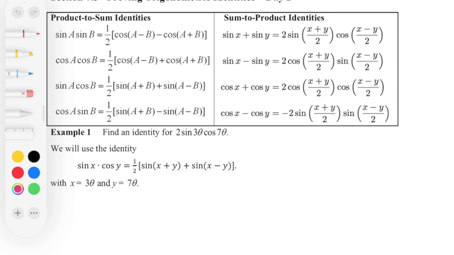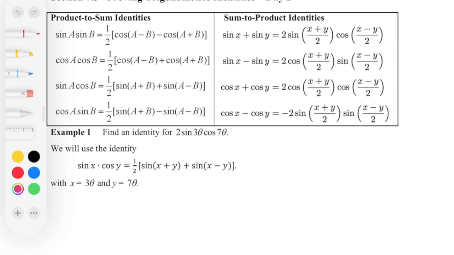Take a moment to pause the video and take a look at the different combinations of sines and cosines being multiplied together, as well as added and subtracted together, and how their signs are the same or similar on the right and the left hand side, to get an idea of them. Let's look at our first one.